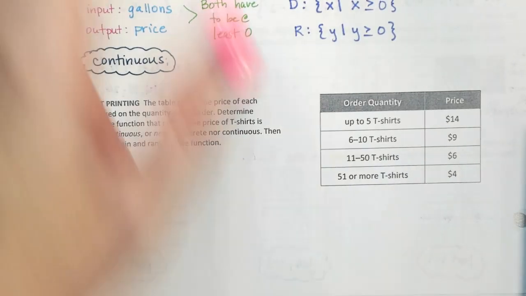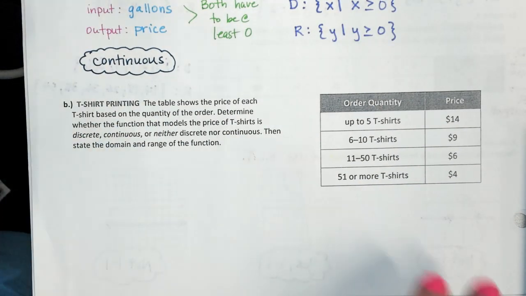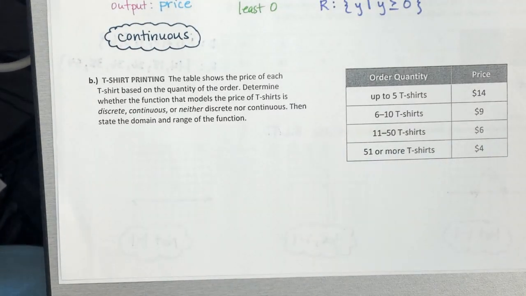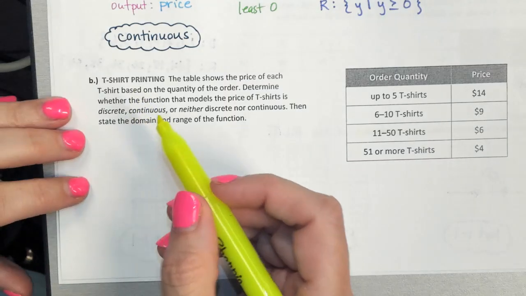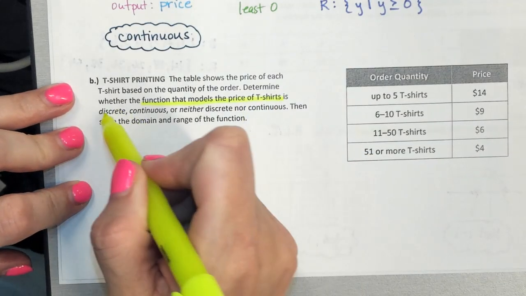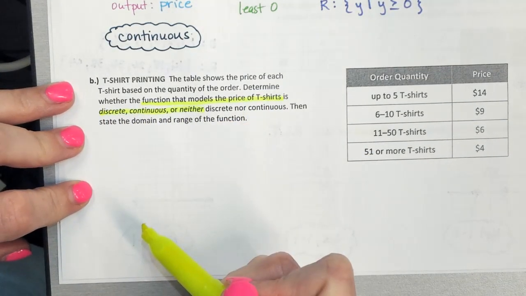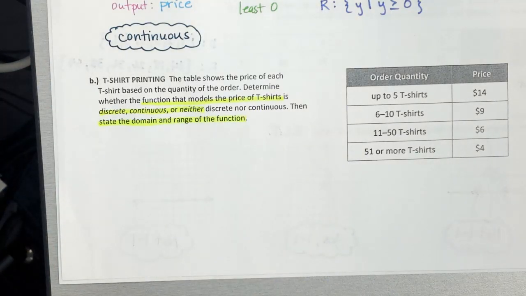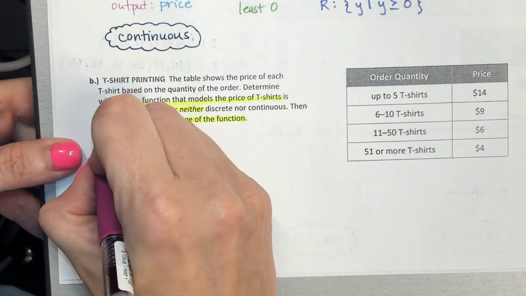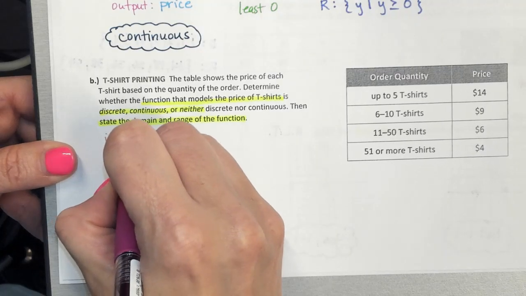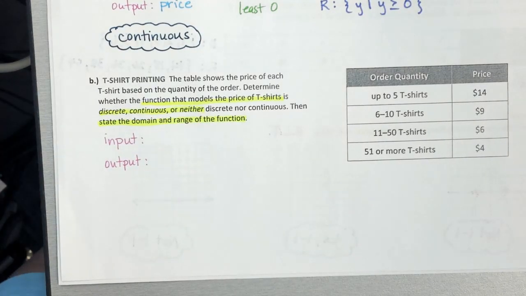All right, for part B, the table is going to show you the price of each t-shirt based on the quantity of the order. We have to determine whether the function that models the price of t-shirts is discrete, continuous, or neither. And then we're going to state the domain and range of the function. Again, I think it's helpful to identify that input and that output so I can coordinate them with my domain and my range.